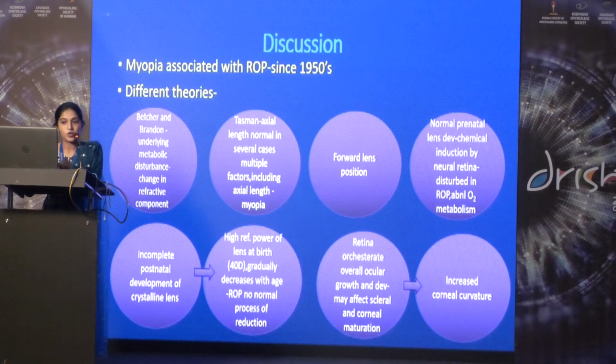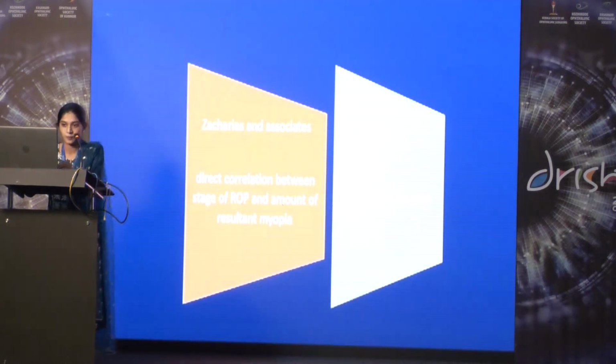Coming to the discussion, myopia associated with ROP has been studied since the early 1950s, and Becher and Brandon were the first to analyze ROP and myopia. They postulated that an underlying metabolic disturbance could be causing the change in the refractive component. Other postulates were the forward lens position, incomplete postnatal development of the crystalline lens, as well as the retina orchestrating the overall ocular growth and development. It can affect scleral and corneal maturation, which will be affected in a premature retina.